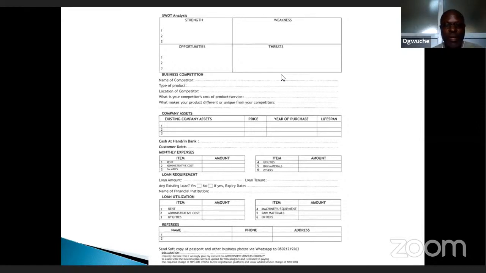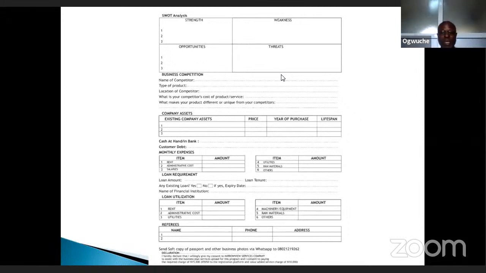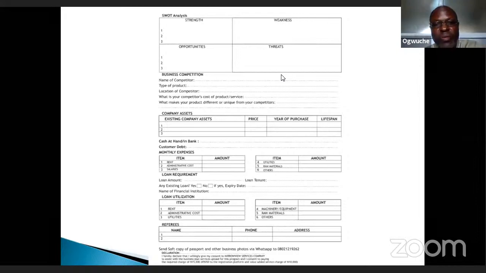Okay. Then, importantly, the last section here is referees. We need to have your referees. Okay, 2 referees, their phone numbers and addresses. These are very, very important. They are not guarantors; they are just character referees. People who know you should be able to tell us in case questions have been asked about you. You should be able to respond on your behalf. All right. So we have finished the very first form.